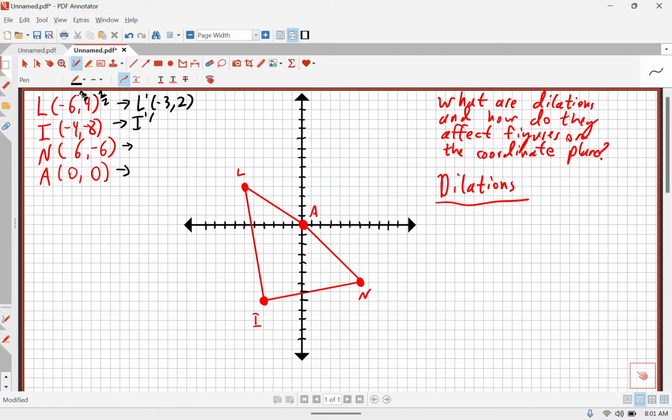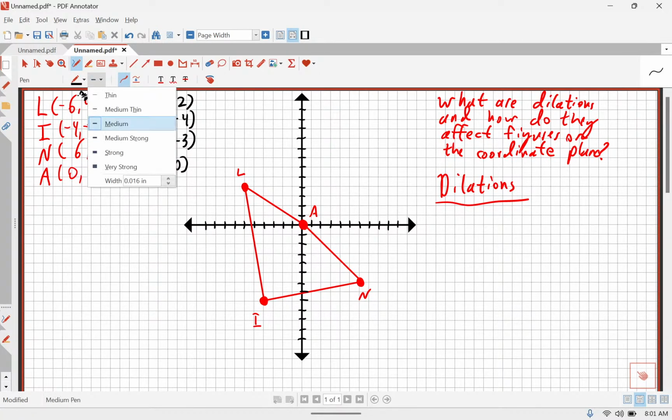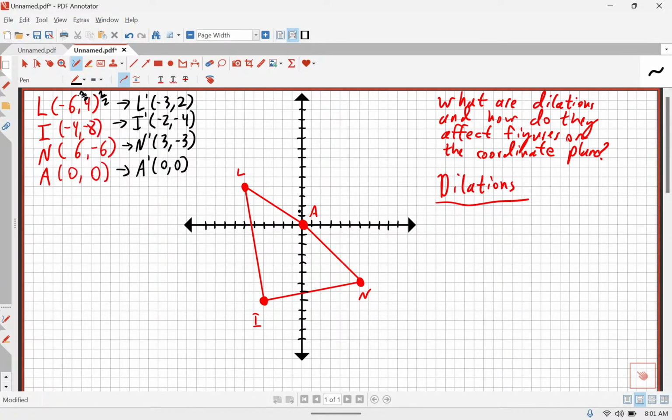Go ahead and write that down. I prime at negative 2, negative 4. N prime at 3, negative 3. And A prime at 0, 0. So L prime would be negative 3, 2. I prime would be negative 2, negative 4. N prime would be at 3, negative 3. And A prime's at 0, 0.